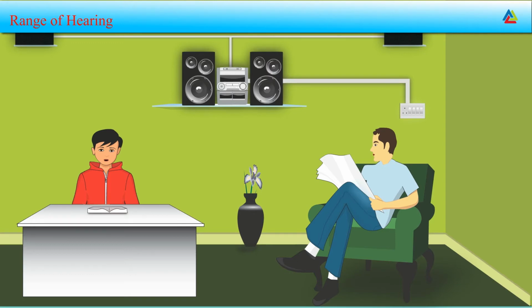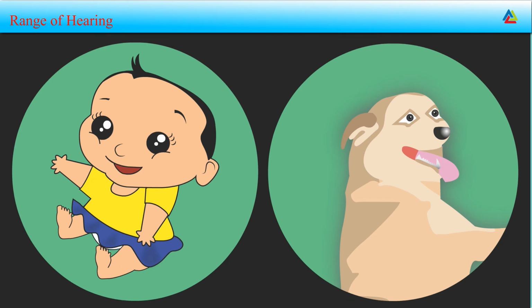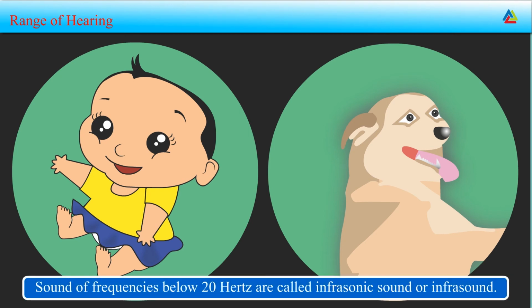What is the audible range of sound for human beings? Well, it extends from 20 Hz to 20,000 Hz. Small children and animals like dogs can hear up to 25,000 Hz. Sounds of frequencies below 20 Hz are called infrasonic sound or infrasound.